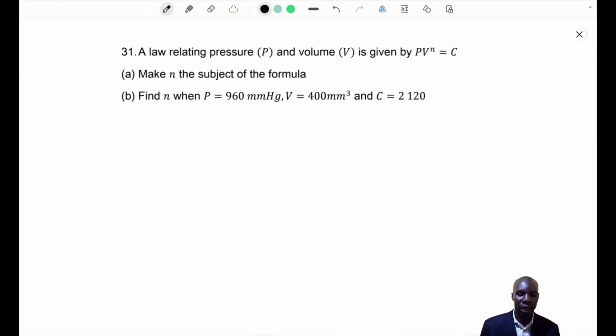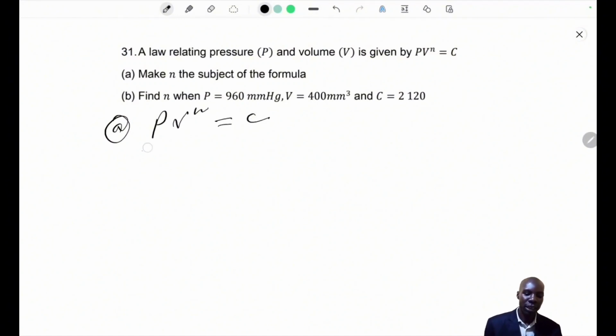Number 31. A law relating pressure P and volume V is given by P V to the power N equals C. Make N the subject of the formula. Find N when P is equal to 960 mm mercury, V is equal to 400 millimeters cubed, and C is equal to 2120. So we are given part A, we are given P V to the power N equals C.